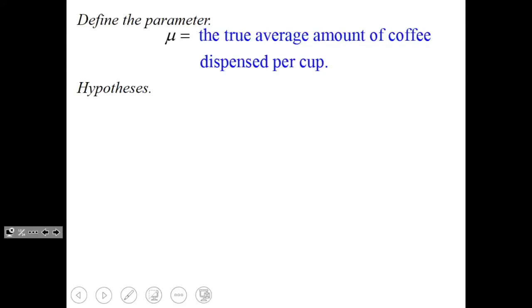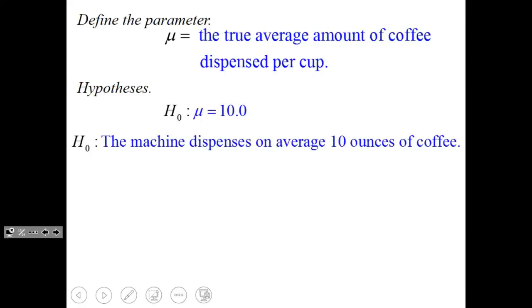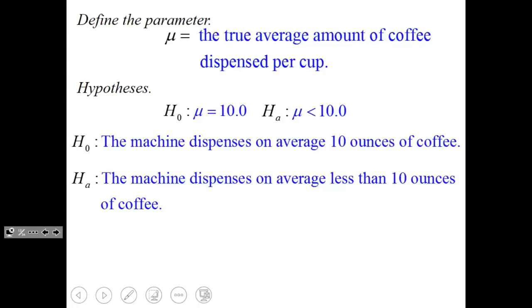So our hypothesis, remember the question is, are we being shortchanged by the machine? The null hypothesis is that nothing is happening, which would mean that our null hypothesis is that the mean number of ounces of coffee made a cup is equal to 10. And the machine is dispensing an average of 10 ounces of coffee per cup. Our alternative hypothesis, that's what we're trying to find evidence for, are customers being shortchanged? Or are they getting less than 10 ounces per cup? Is the machine dispensing less than 10 ounces of coffee per cup?